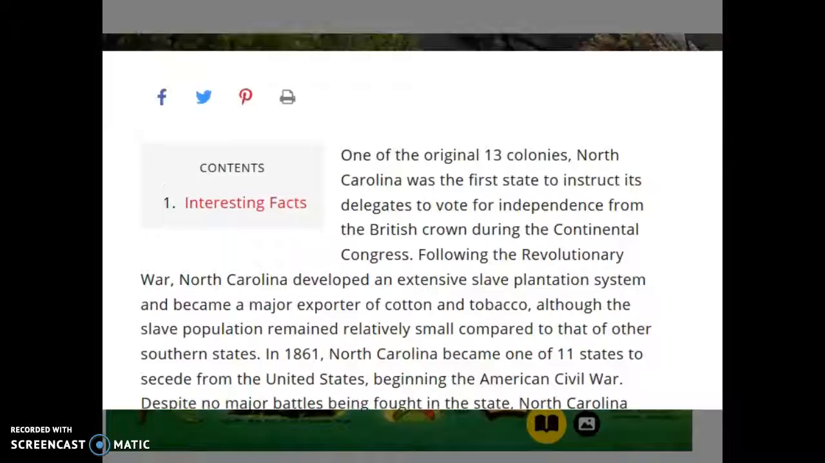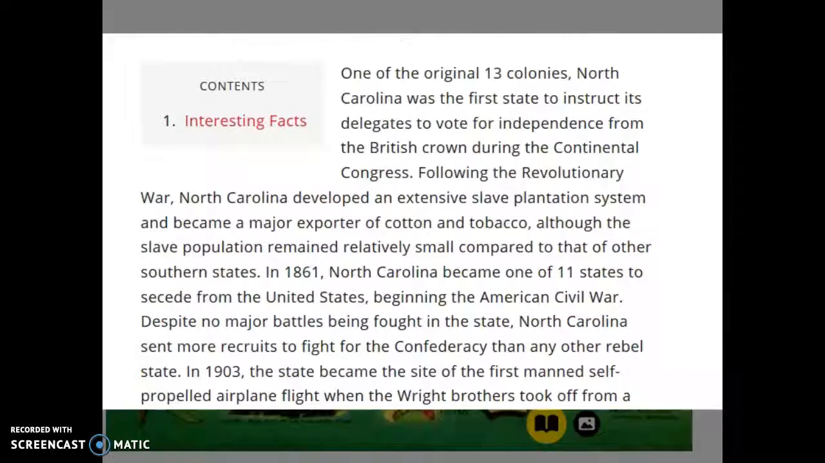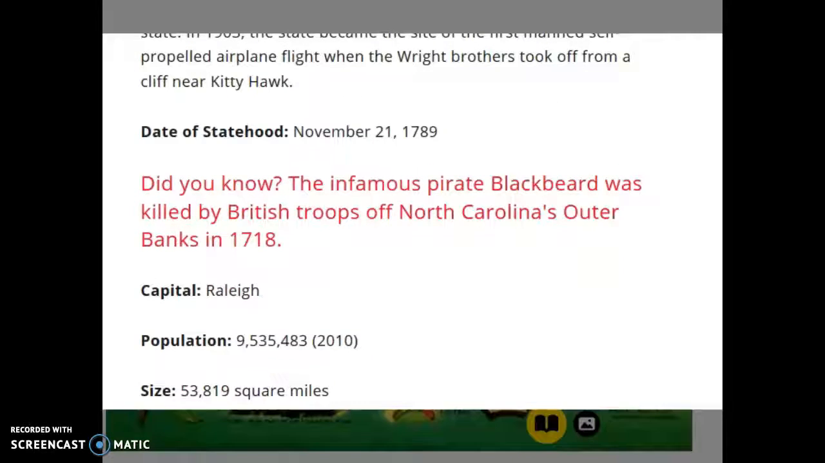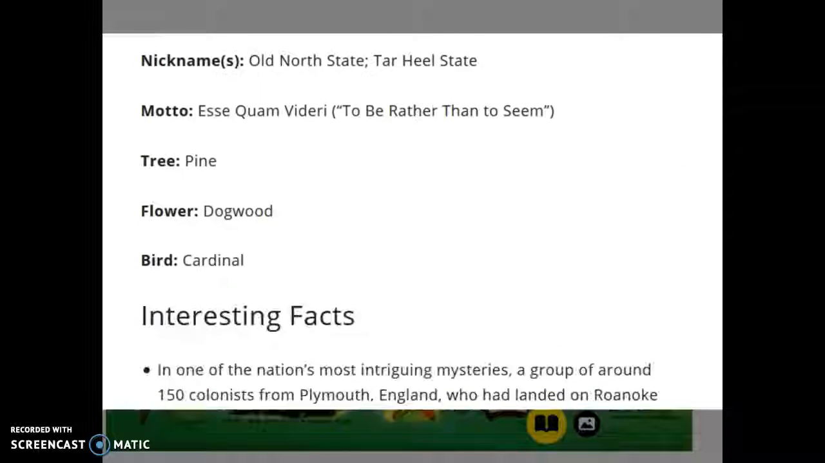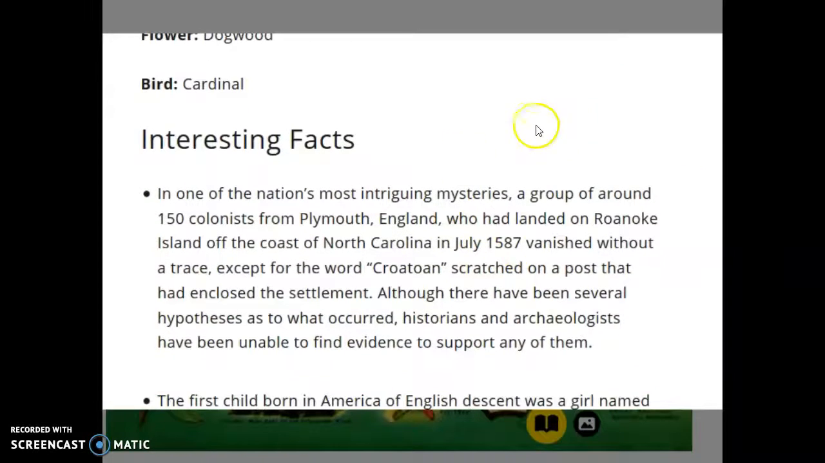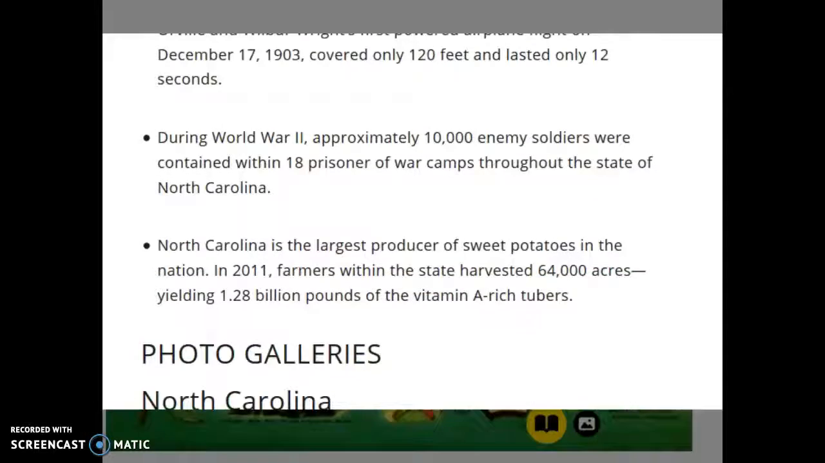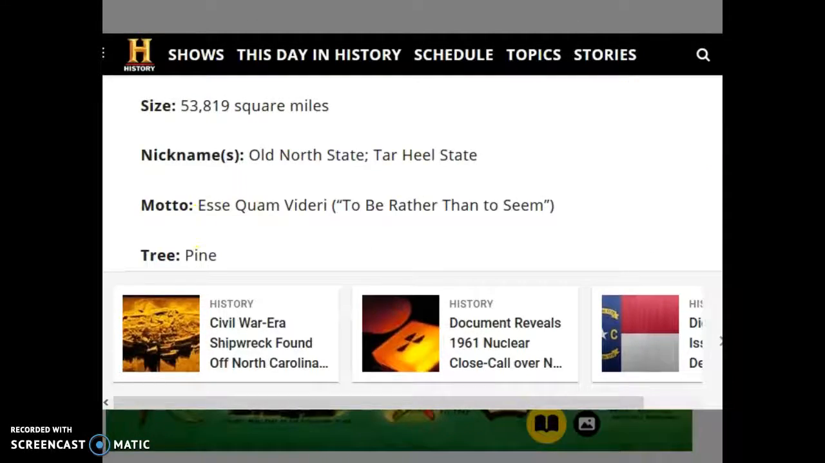The article is on the History Channel website, and it contains information about North Carolina as one of the 13 original colonies. The information is mainly interesting facts, like how Pirate Blackbeard was killed in the Outer Banks in North Carolina. We have more interesting facts down here about early colonial life. It's great for students that like to learn by reading, and it's great for those that don't like to learn by reading, since the article itself is not that long.